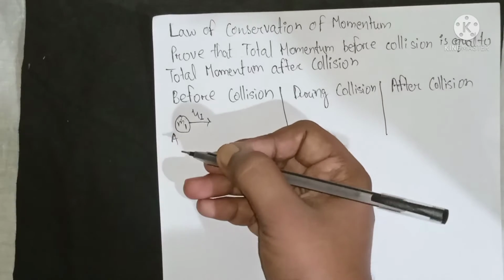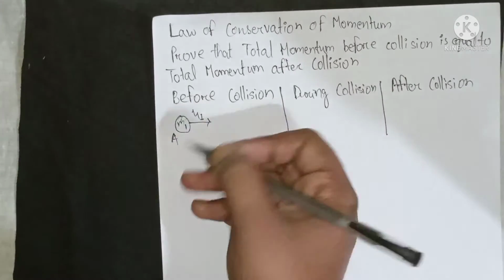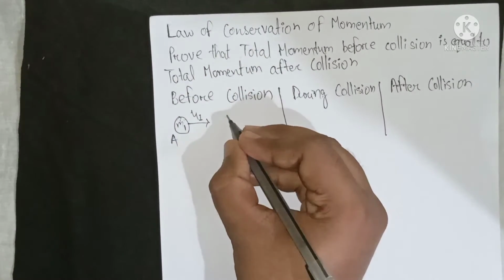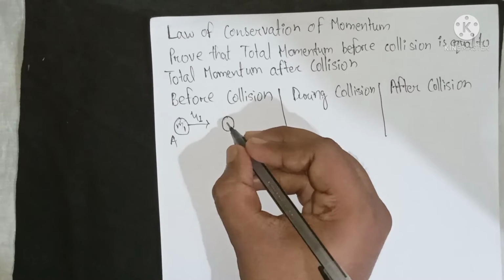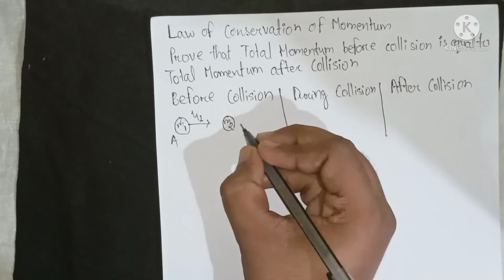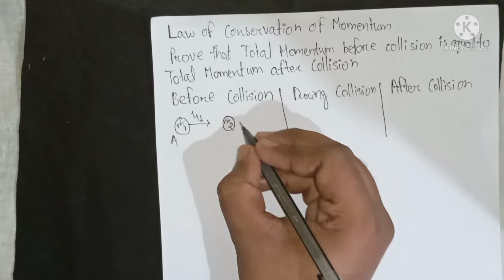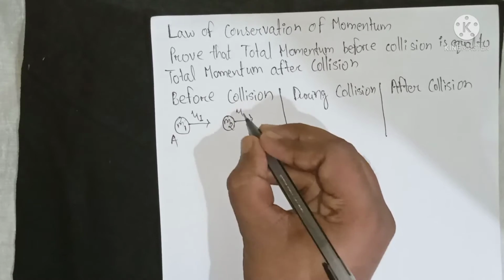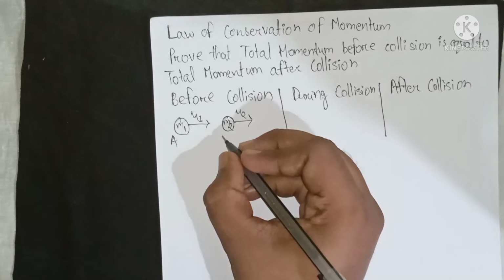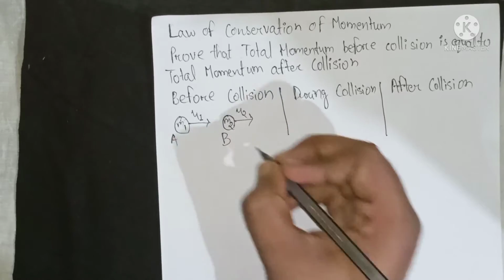Suppose you can name it B, your choice. It depends on your choice, but for the best illustration I am taking it as A. And another object with mass m2 and initial velocity u2, and that body is B.